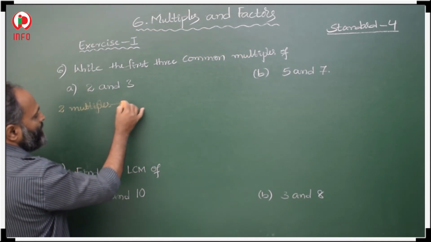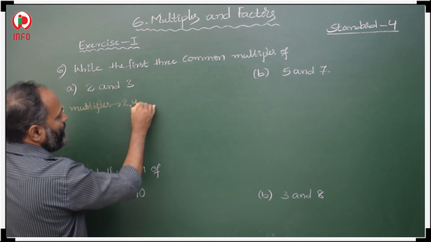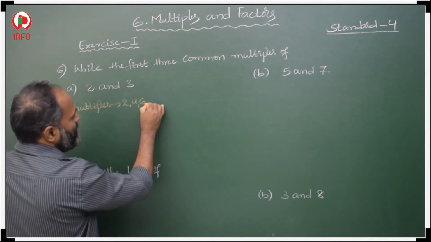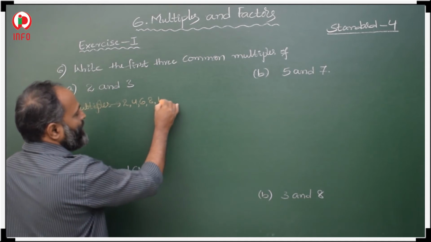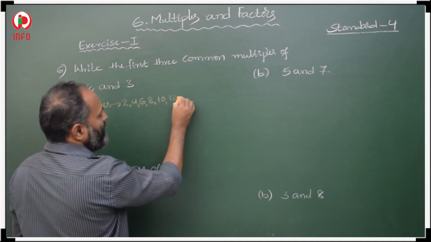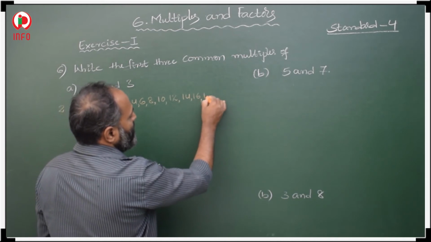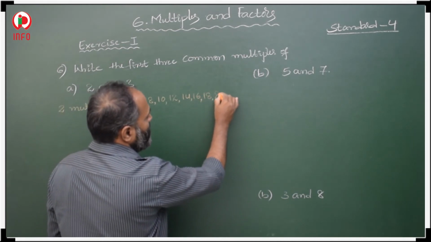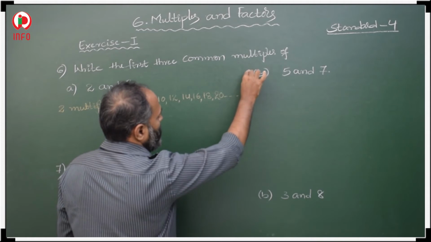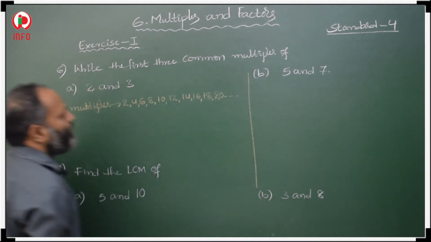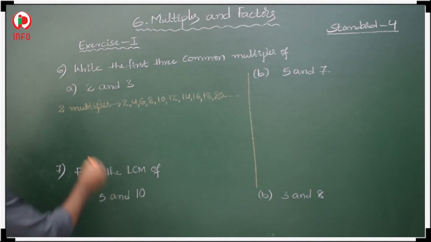What are the multiples of 2? 2 ones are 2, 2 twos are 4, 2 threes are 6, 2 fours are 8, 2 fives are 10, 2 sixes are 12, 2 sevens are 14, 2 eights are 16, 2 nines are 18, 2 tens are 20, and so on. All these are multiples of 2. Next, multiples of 3.